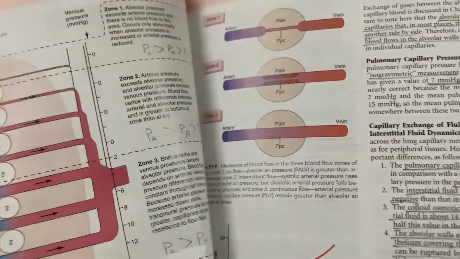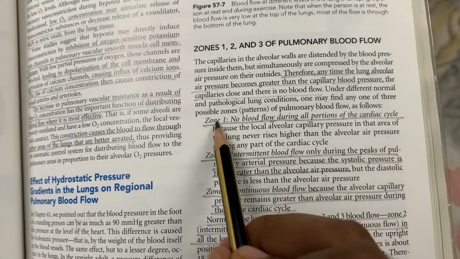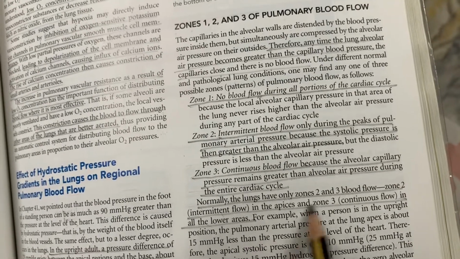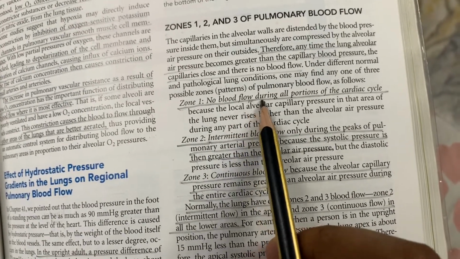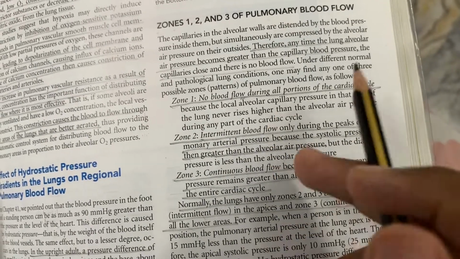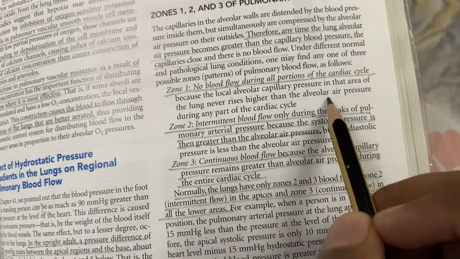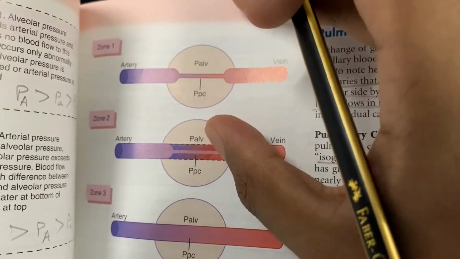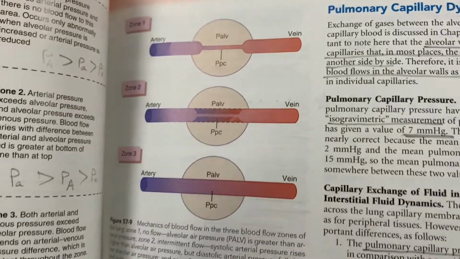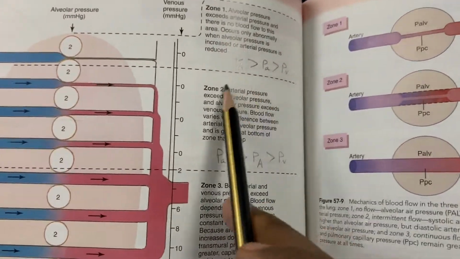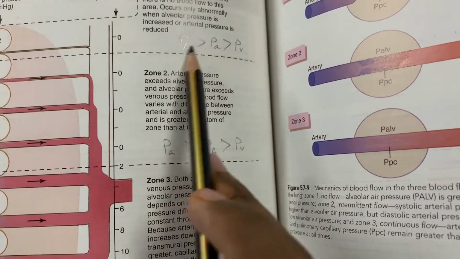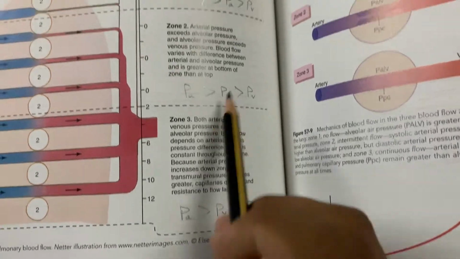Now, there are 3 zones. Remember it like this: zone 1 has no blood flow, zone 2 has intermittent blood flow, and zone 3 has continuous blood flow. In zone 1 there is no blood flow during all portions of the cardiac cycle because the local alveolar capillary pressure never rises higher than the alveolar air pressure during any part of the cardiac cycle. So it is always closed and no blood flow occurs. You can remember the pressure differences like this: avi, and then keep shifting this to the right, avi, and ava.